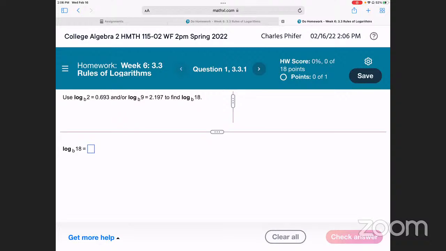Using log base b of 2 is this, and log base b of 9 is this, we're asked to find log base b of 18. Okay, so let me take some notes so you can see what I mean by these rules. This one invokes one of them. Let me get this set up here.